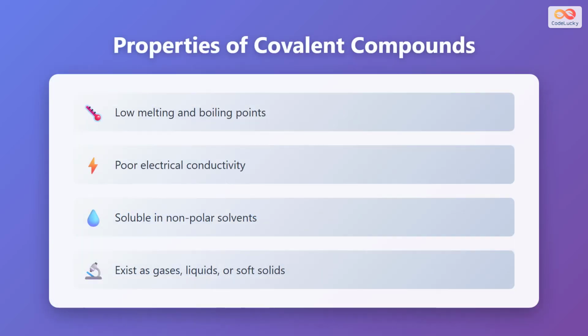Covalent compounds have distinct properties that set them apart from ionic compounds. They typically have low melting and boiling points because the forces between molecules are relatively weak. They are poor electrical conductors since there are no free charged particles to carry electric current. Most covalent compounds are soluble in nonpolar solvents like oil or gasoline, rather than water. Finally, at room temperature, covalent compounds can exist as gases like oxygen, liquids like water, or soft solids like wax.